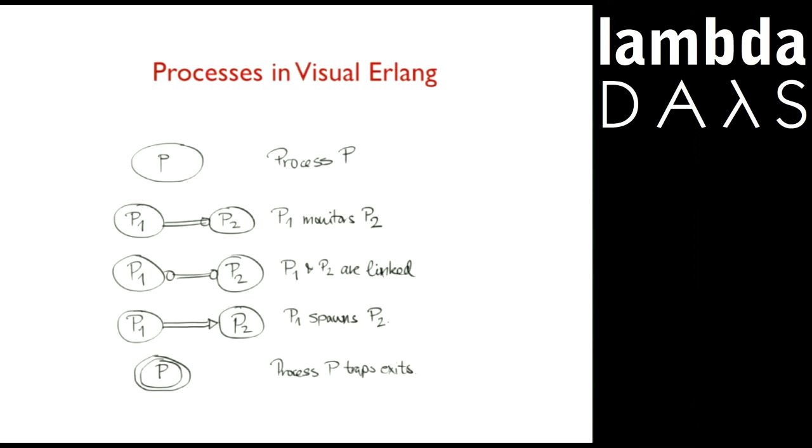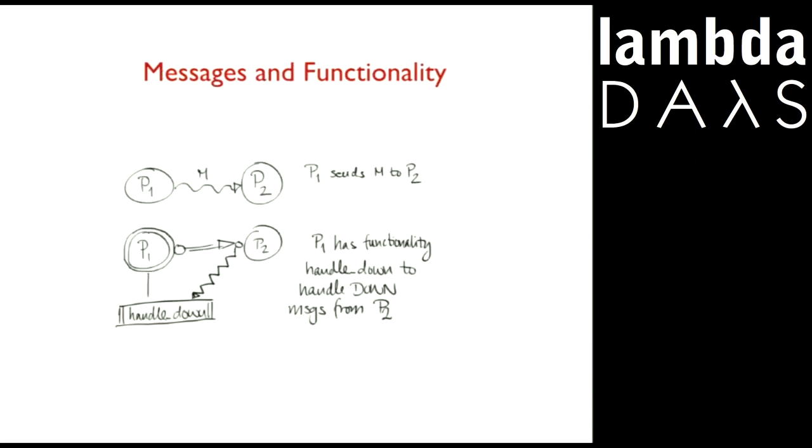And then you also have a way to spawn processes. So that's by adding an arrow to it. And then you can trap exits. So if you're linked to another one and you say, I don't really want to die when he dies, you can trap exits. And then you put two ellipses around the process name. And then you can send messages, because that's important in Erlang. You use message passing. And you write a little wavy arrow, and then you send a message.